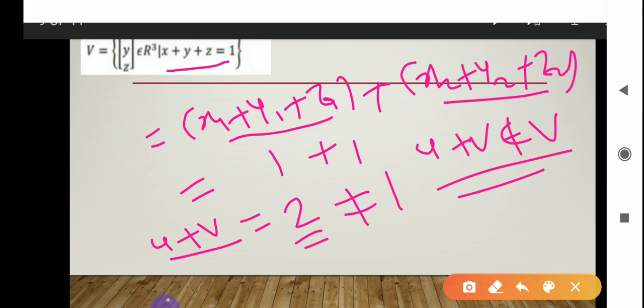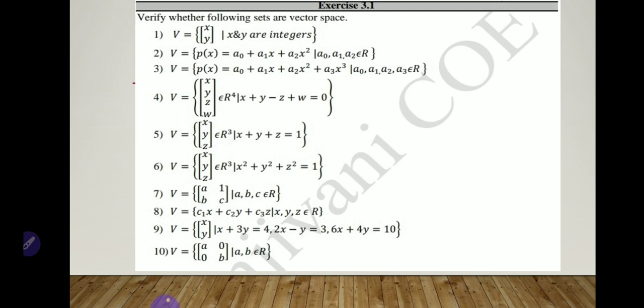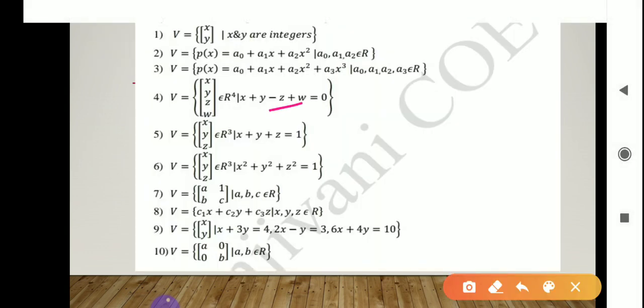And if u plus v does not belong to V, then V is not closed under addition, and therefore V is not vector space. Okay, now for practice you can solve these problems. Verify whether the following sets are vector space or not. First problem is V is equal to {(x, y) such that x and y are integers}, then some polynomials are given. Then this problem means which one? This one is already solved. Now these two problems are the same.